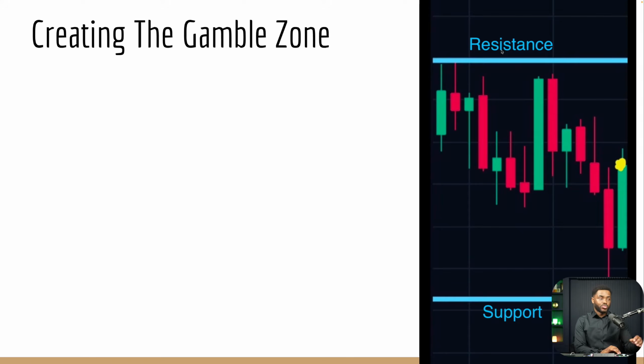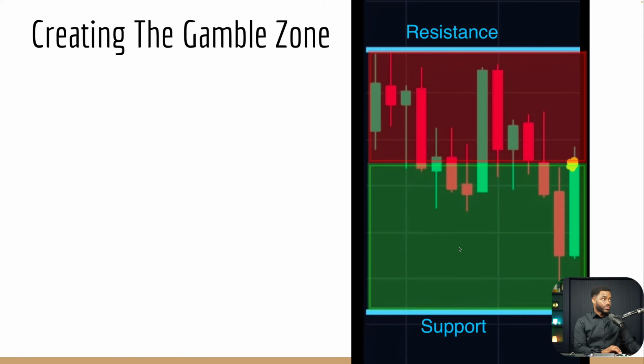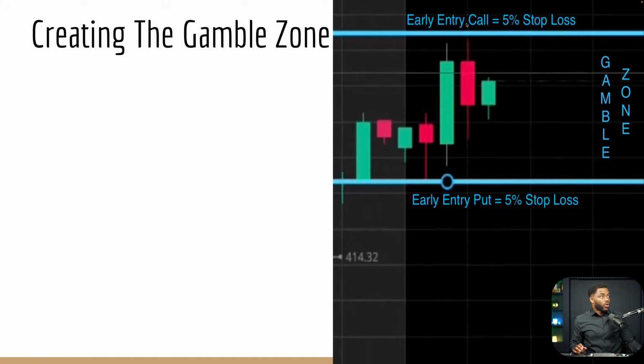One way that we can do that is by changing the resistance and the support into actual words that are speaking to us. For example, we're going to see it like this. Early entry for a call, and I put a 5% stop loss. You can put a 10% stop loss, but just make sure, in my opinion, that you have one. That's what I changed my word resistance into. Early entry for a call, 5% stop loss. That's the resistance level at the bottom. Early entry for a put, 5% stop loss.